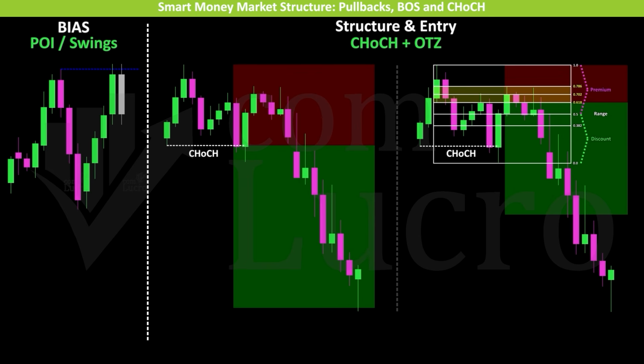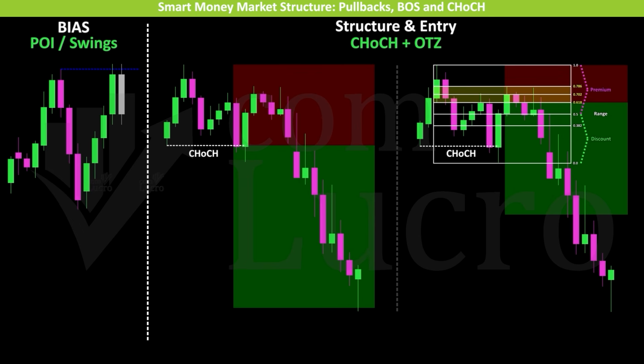Here, we wait for a change of character or market structure shift to align the 4-hour structure with the bearish weekly narrative. After the structural shift forms, we define the trading range and identify the optimal trading zone, or OTZ, between the 0.618 and 0.786 Fibonacci retracement levels. From there, we move down into the 15-minute chart for execution.